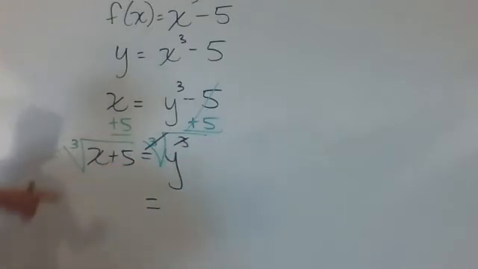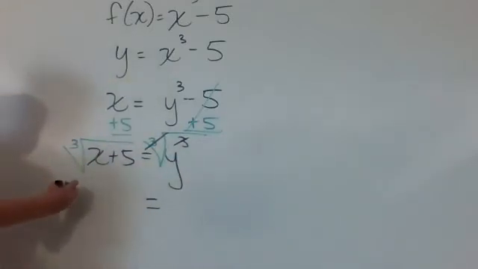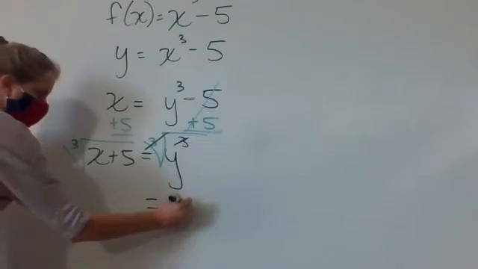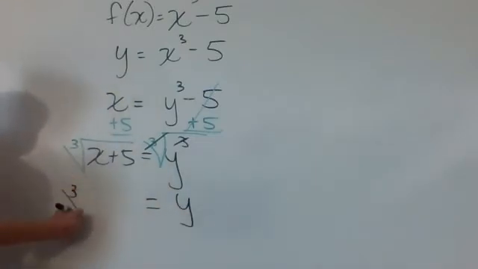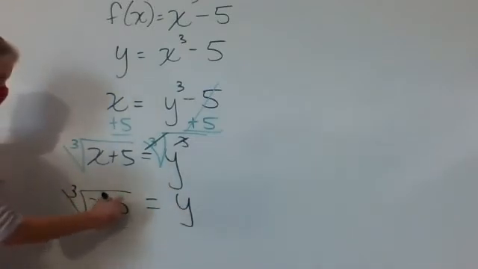So that knocked it out over here. Now this side, I can't do anything with that. I'm just left with my y. Over here, I just have the cube root of x plus 5.